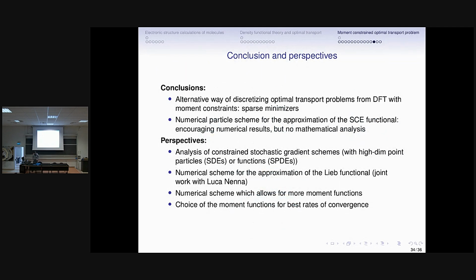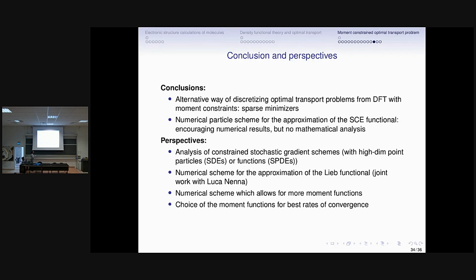So just some conclusions about what I told you. Here I told you about some alternative way to discretize this optimal transport that stems from quantum chemistry applications, both classical optimal transport and quantum optimal transport, by means of moment constraints, instead of discretizing the space on which the quantities are defined, to make things quick. And we considered a numerical constrained stochastic gradient algorithm in order to try to solve the minimization problems that we obtain using the sparsity results I've presented to you.